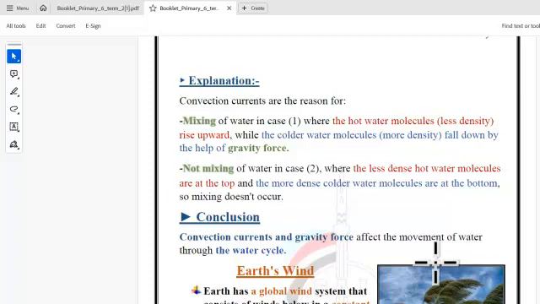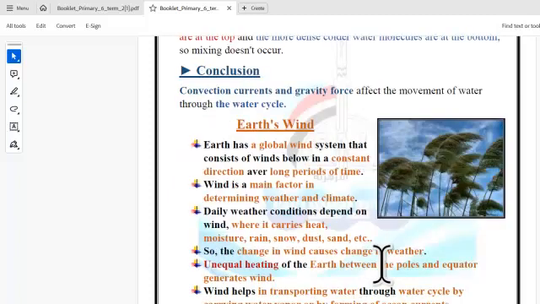Explanation: convection currents are the reason for mixing of water in case 1, where the hot water molecules, less dense, rise upward, while the colder water molecules, more dense, fall down by the help of gravity force. Water does not mix in case number 2, where the less dense hot water molecules are at the top and the more dense colder water molecules are at the bottom, so mixing doesn't occur. Conclusion: convection currents and the gravity force affect the movement of water through the water cycle.